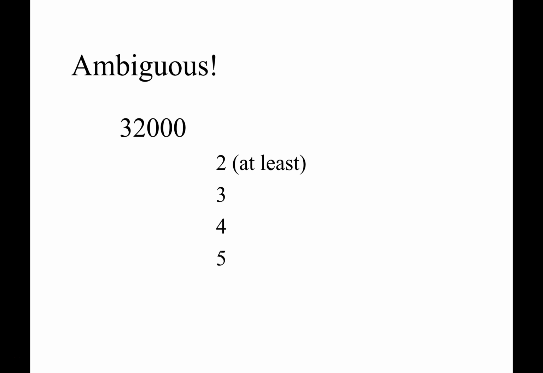Okay. So instead of 51,200, what if we take the number 32,000? We know there are at least 2 significant figures because there's 2 non-zero digits. But we don't know if it's plus or minus 1,000, plus or minus 100, plus or minus 10, or plus or minus 1. Kind of where the uncertainty lies.